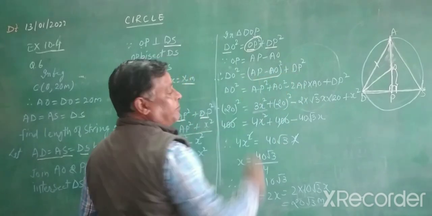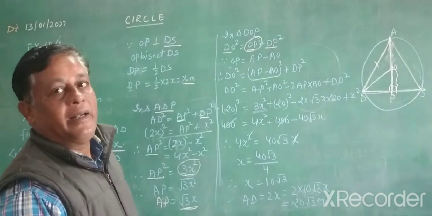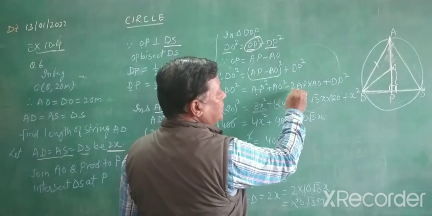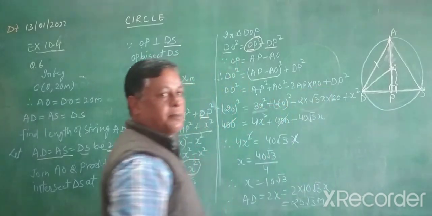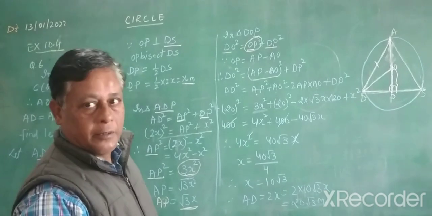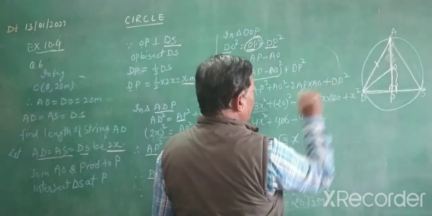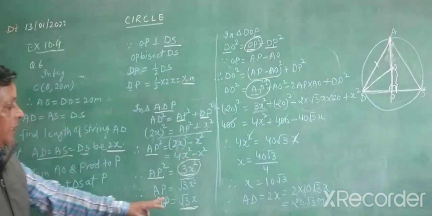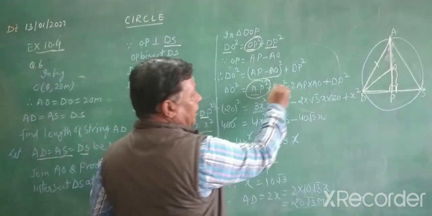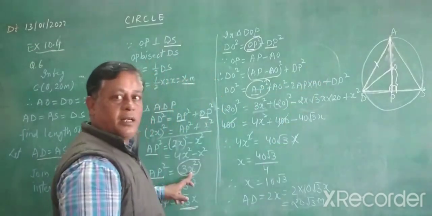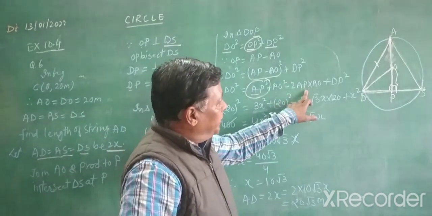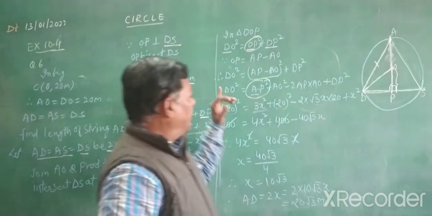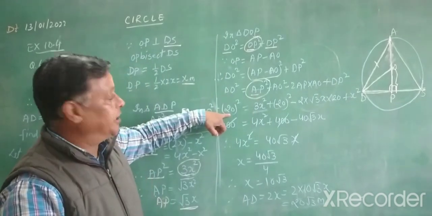Then we expand the bracket by the identity (A minus B) whole square. DO square equals AP square plus AO square minus 2 AP into AO. (A minus B) whole square is A square plus B square minus 2AB. That plus DP square. Then we will substitute the values. AP square we have already defined, AP square is 3x square. AO square is 20 square as the radius of the circle. 2 into AP, AP is root 3 x, and AO is 20, plus DP square is x square. And DO actually is a radius of the circle, so 20 square.